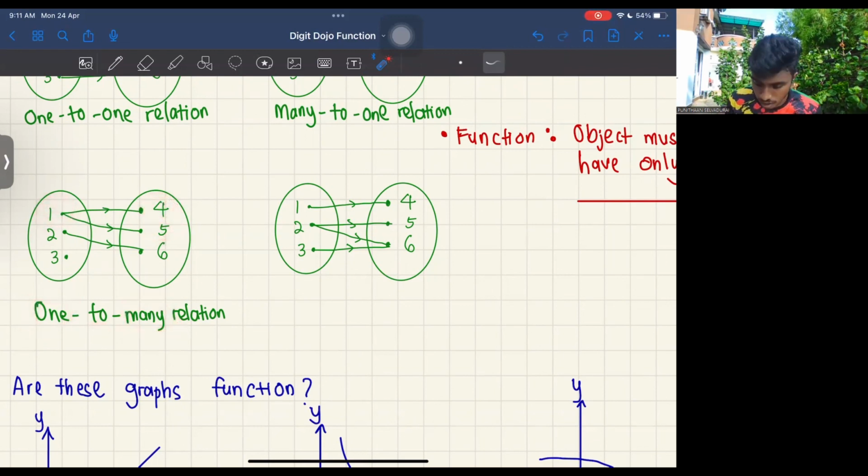And we can also see 2 is going to 6 only, which is one to one. But when we see a relation other than one to one in that relation, we will choose that relation.